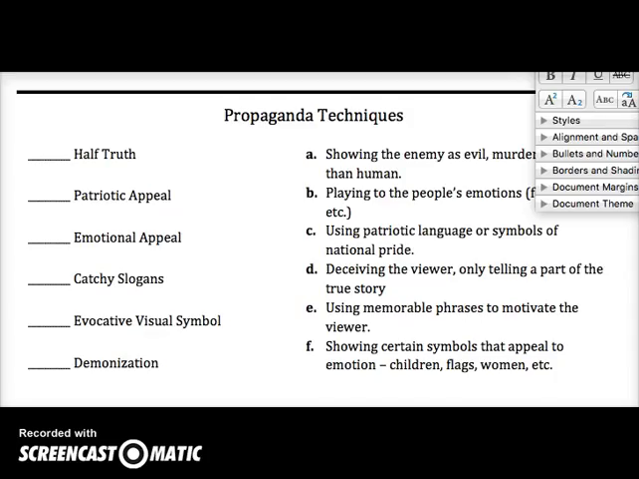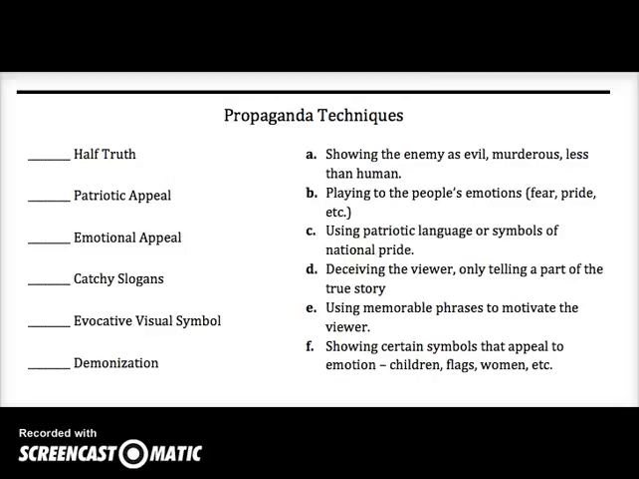Talking about propaganda, there's two things that we need to be aware of: the purpose and the technique. On your page, there's a matching section on propaganda techniques. On the left side, it says half-truth, patriotic appeal, emotional appeal, catchy slogans, evocative visual symbol, and demonization. What I'd like for you to do is pause, and try and answer these on your own. Then we'll pick it up together.